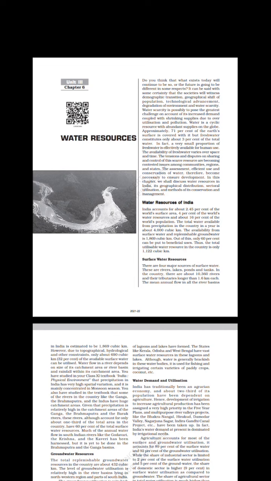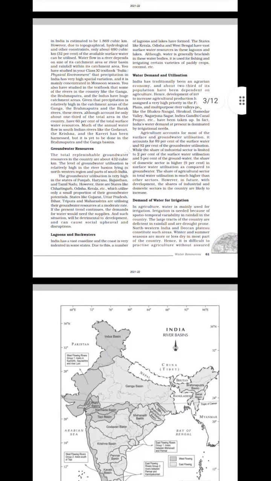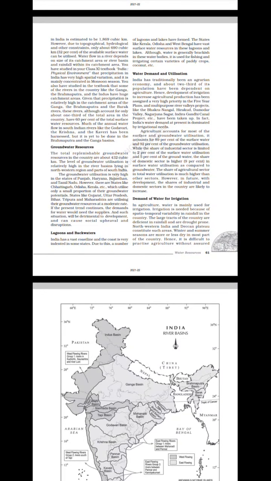Surface water resources. There are four major sources of surface water. These are rivers, lakes, ponds, and tanks. In the country, there are about 10,360 rivers and their tributaries longer than 1.6 kilometers each. The mean annual flow in all the river basins in India is estimated to be 1,869 cubic kilometer. However, due to topographical, hydrological, and other constraints, only about 690 cubic kilometers, 32% of the available surface water, can be utilized.